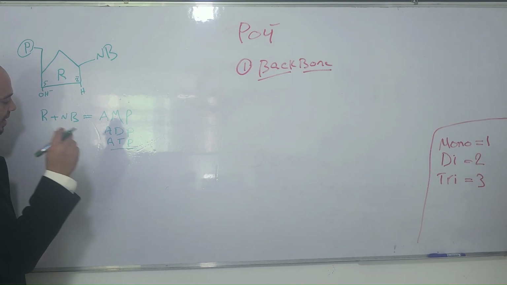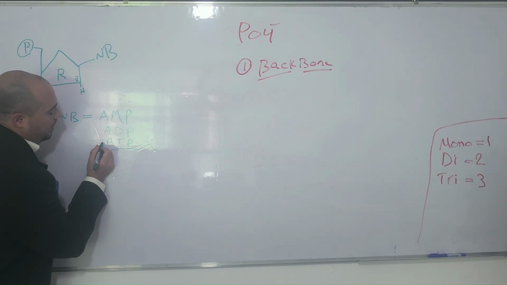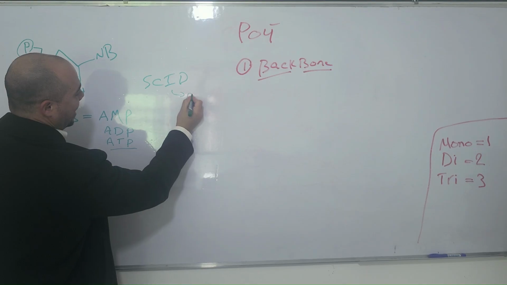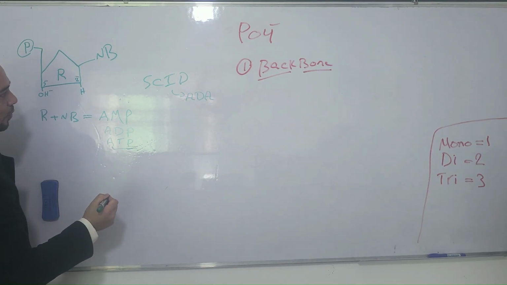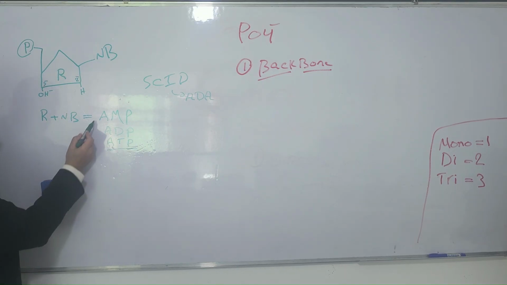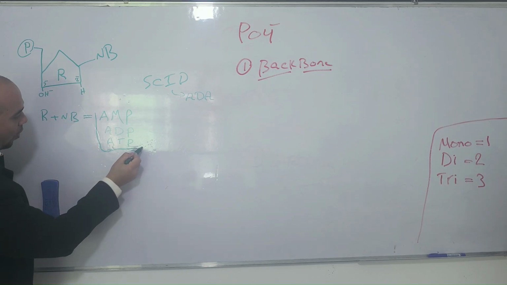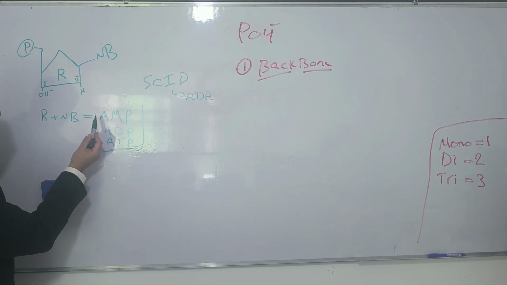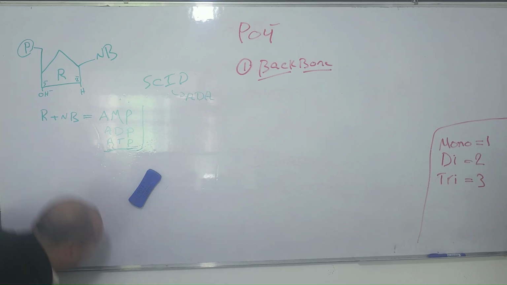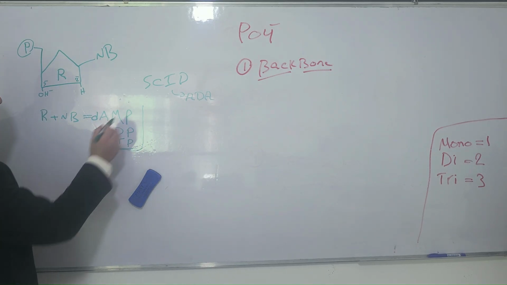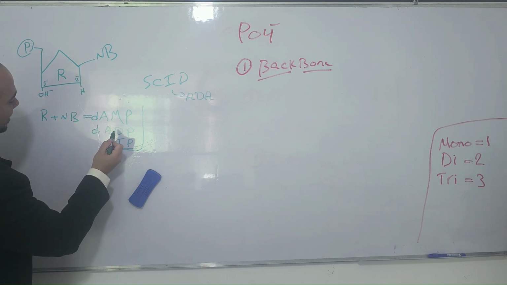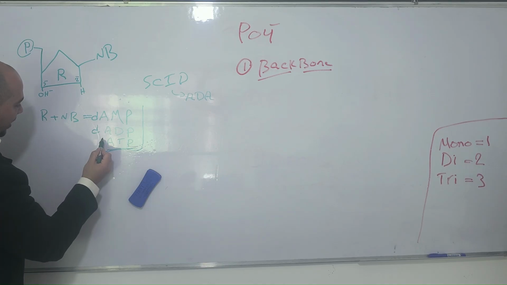Remember when we talked about severe combined immunodeficiency, the SCID, in immunology, and you said one of the reasons was adenosine deaminase deficiency, right? And by the way, these all refer to RNA. Why? Well, adenosine monophosphate. If it was DNA, we'd call it deoxyadenosine monophosphate, right? Or deoxyadenosine diphosphate, or deoxyadenosine triphosphate, right?